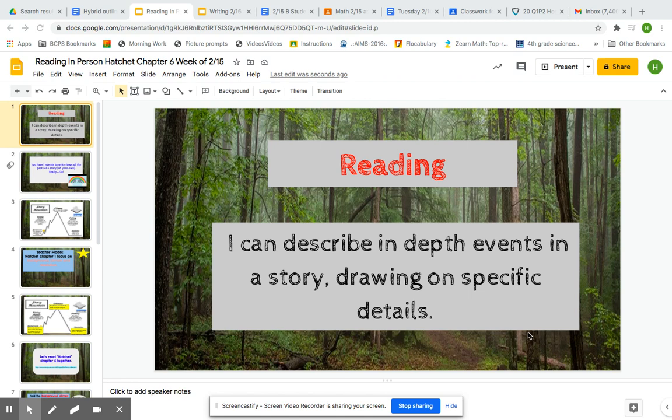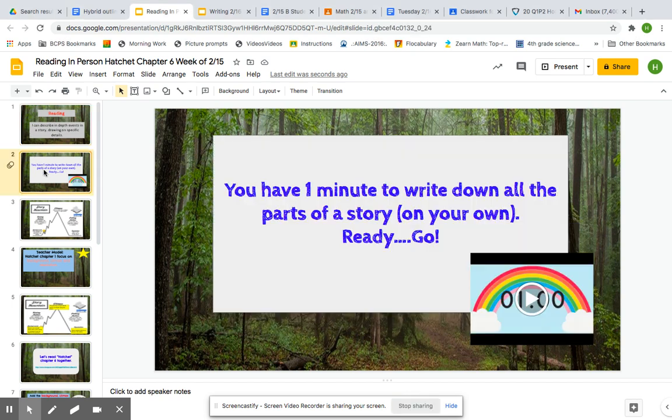Everybody. Today we have been reading our goals that we can describe in depth events in a story and drawing on specific details. So, today we are going to be looking at parts of a story, or story elements. I want you on this slide to type everything that you know about story elements, maybe some words you've learned in the past. What are the parts of a story? You can time yourself for a minute if you would like, but this is what you're going to be working on right now. Whenever you're finished with that, then go to the next slide.